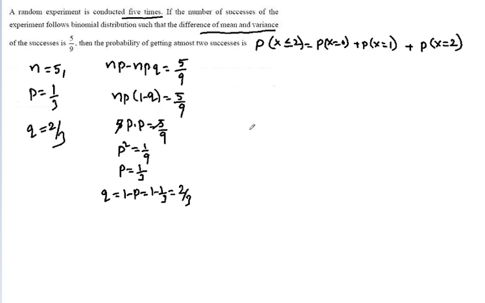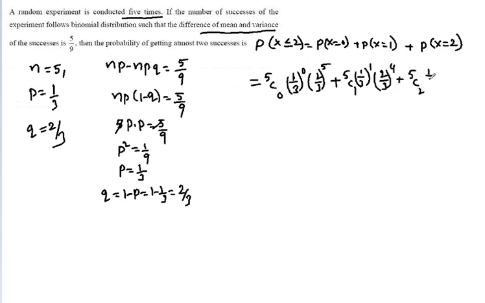Now we find the required probability, that is P of X less than or equal to 2, that is equal to P of X equals 0, that means 5C0 into 1 by 3 whole to the power 0 into 2 by 3 whole to the power 5, plus P of X equals 1, that means 5C1 into 1 by 3 whole to the power 1 into 2 by 3 whole to the power 4, plus P of X equals 2, that means 5C2 into 1 by 3 whole square into 2 by 3 whole cube.